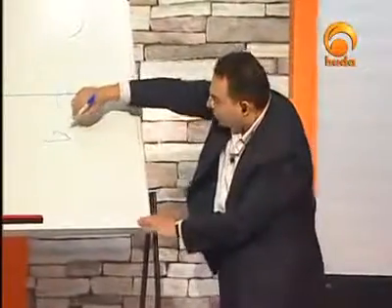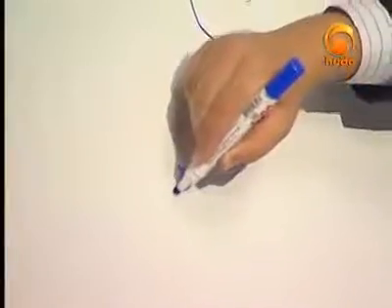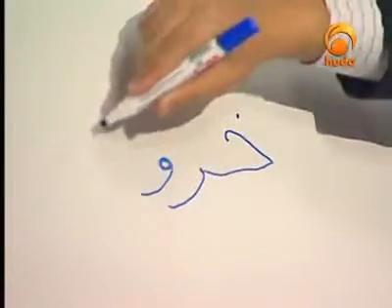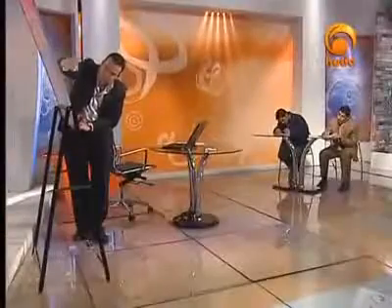Can you see that? Okay. So this is for kham. And then we have ra. And then we have wa. And then we have ja. Here we just put one dot.